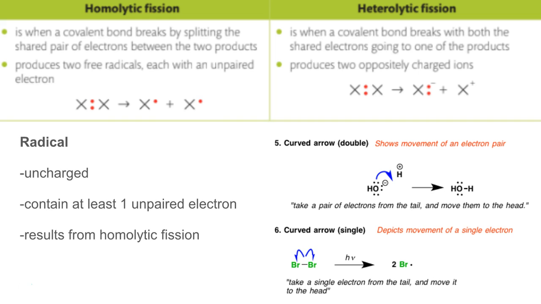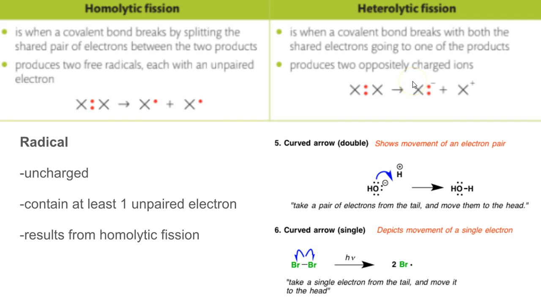We're also going to talk about homolytic and heterolytic fission. Homolytic is when you split a bond and the electrons are shared evenly between the two species. Notice this makes what we call free radicals. Radicals are uncharged. They contain at least one unpaired electron. Again, this results from homolytic fission. So when we split the energy of that bond, the electrons go to each species equally.